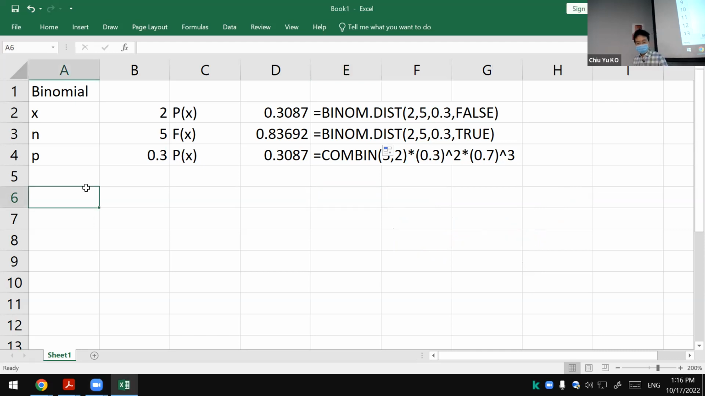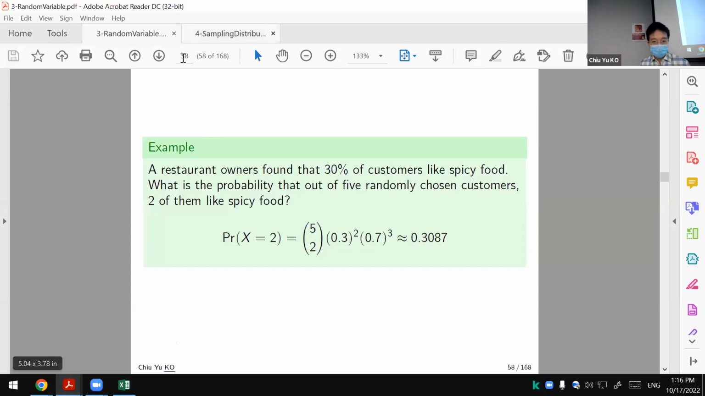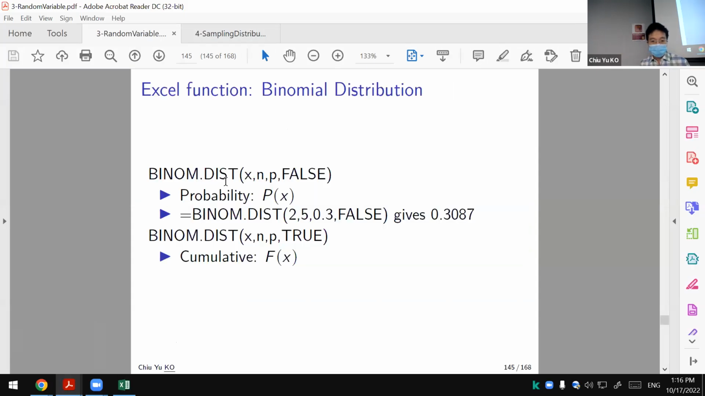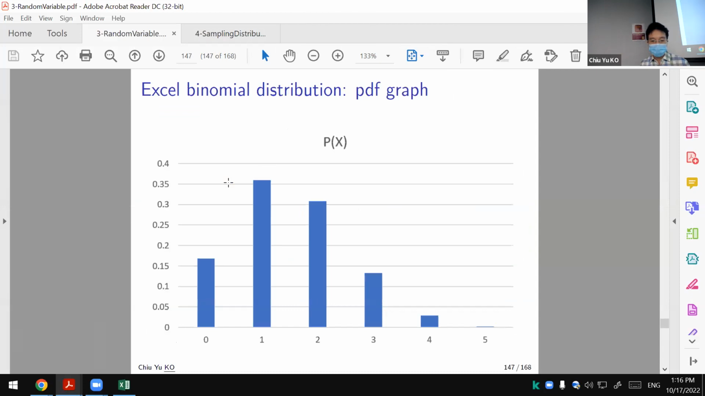Let me talk about the Poisson before the break, I guess, because our time is a little bit strict. So let me talk about the Poisson. Poisson is not that difficult. Again, the same idea here.